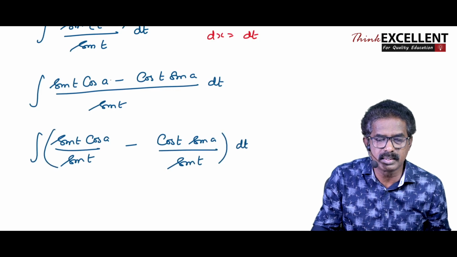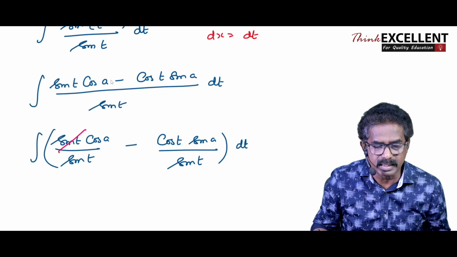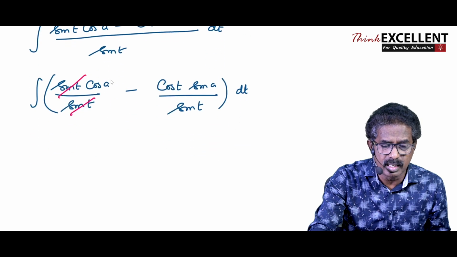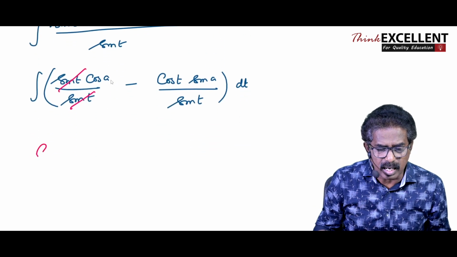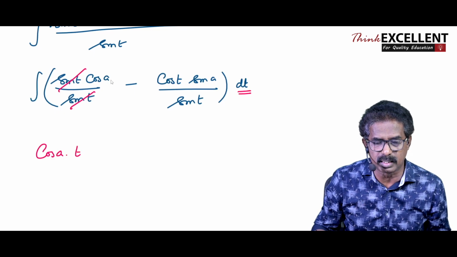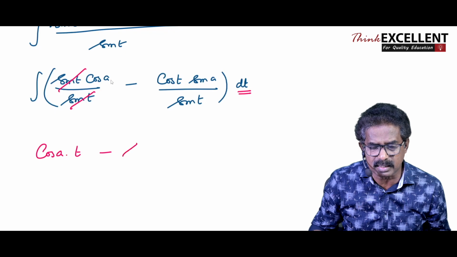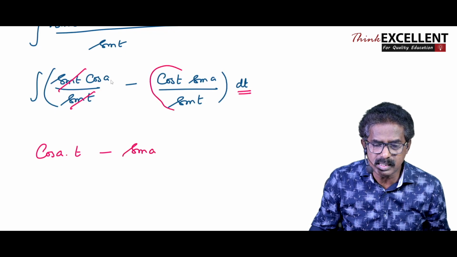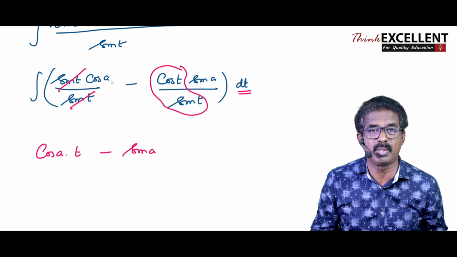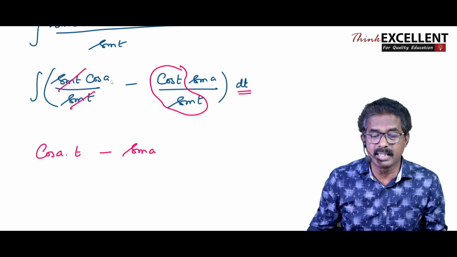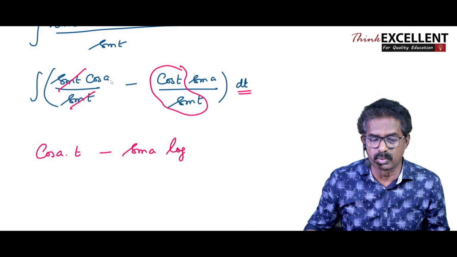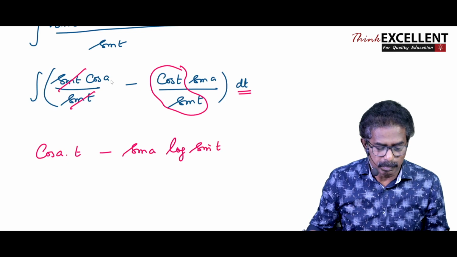The first one, you can cancel sin t. Then only cos A comes, and integration of it is cos A into x. Here there is no x, since dt comes, we write t: cos A into t. Minus, in the next one sin A is constant, cos t by sin t. Cos by sin, not sin by cos, is cot. Cot x integration is log sin x. So here log sin t plus c.